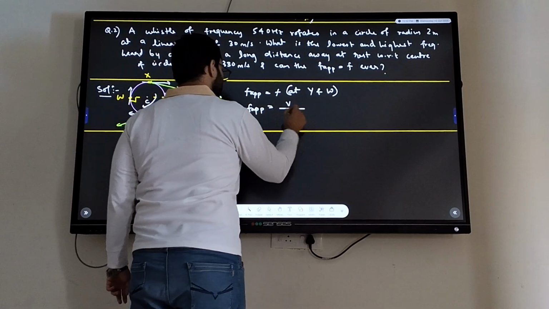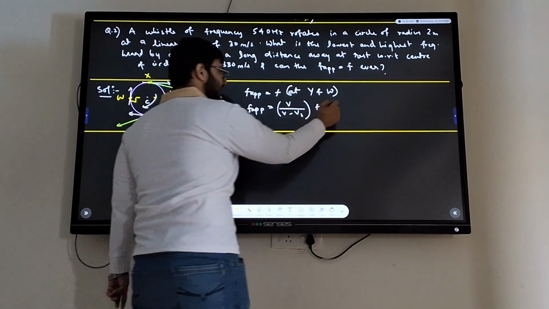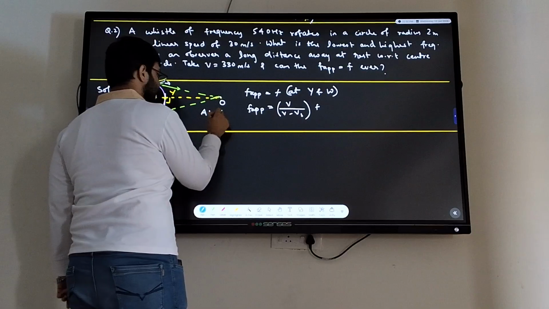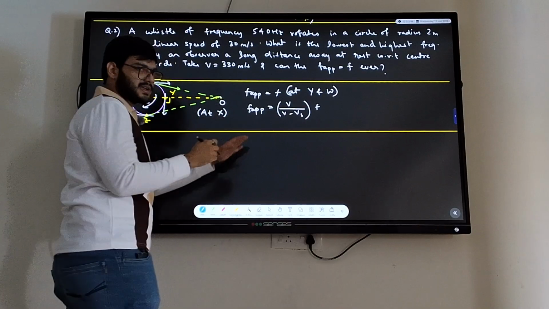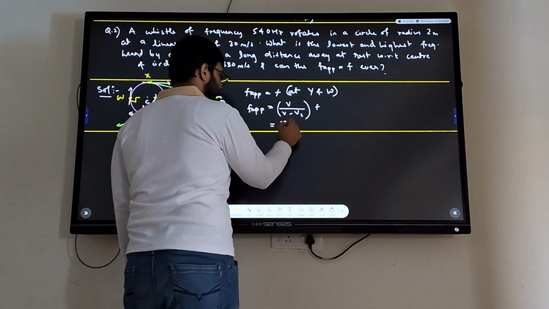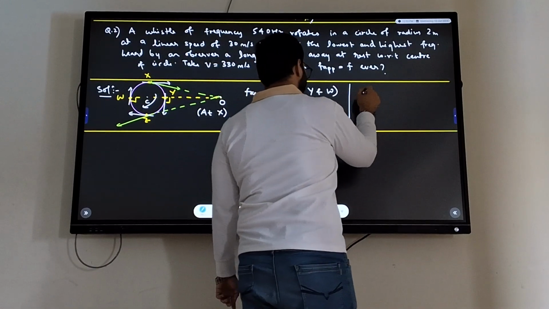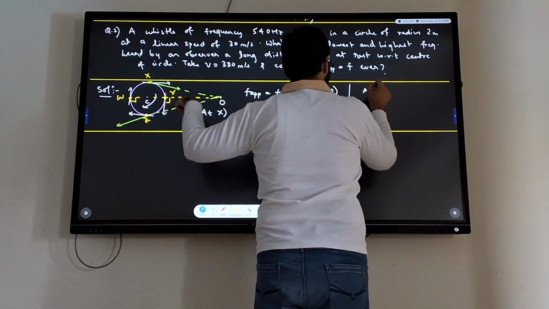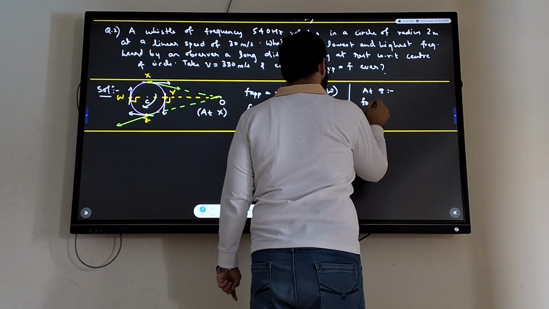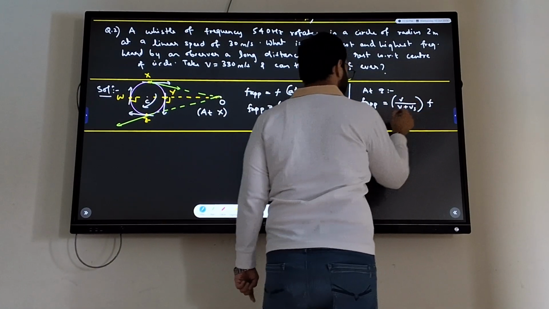That will be v over v minus vs into f, na? At x. And what is the value, I'm not doing the calculations? You tell me, what is the value you are getting? 594 hertz. What about at z? What is the frequency? That's v over v plus vs. And what you are getting now?